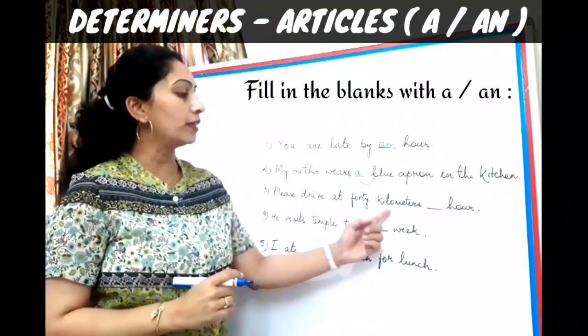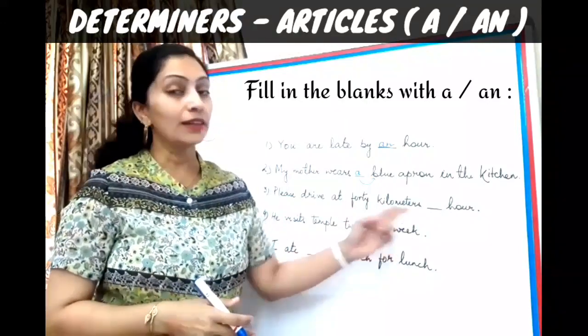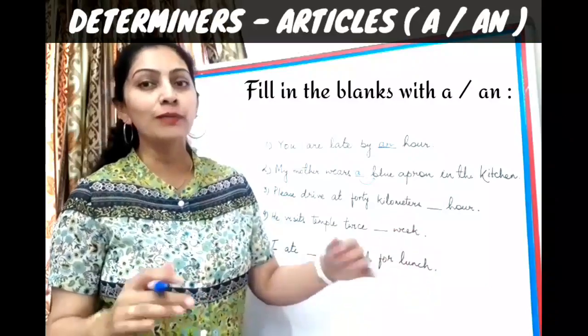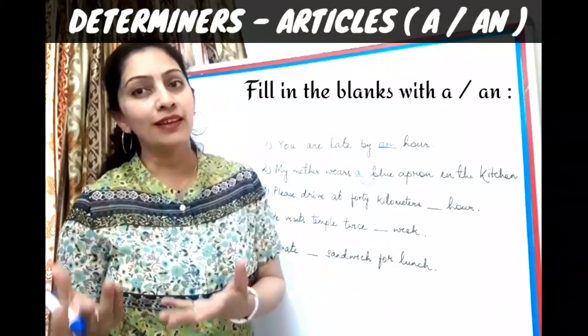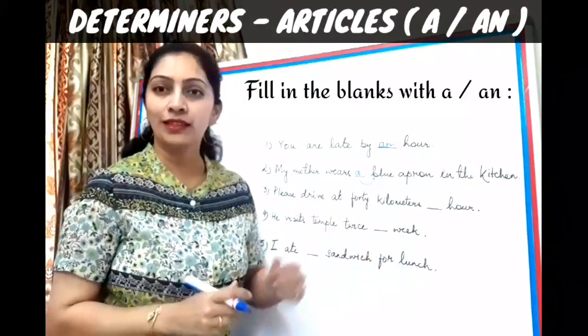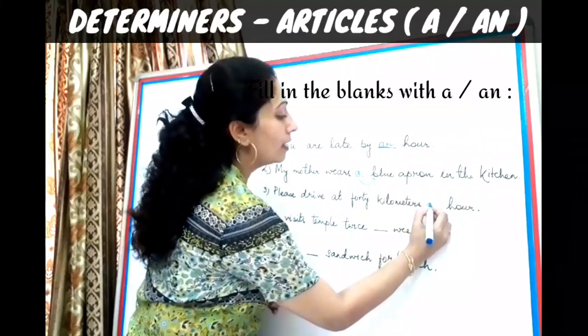Next, please drive at 40 kilometers dash hour. Now here there is a unit of measurement or unit of time or speed or rate, weight, anything. When we are talking about units, we always use an indefinite article here. So 40 kilometers an hour.